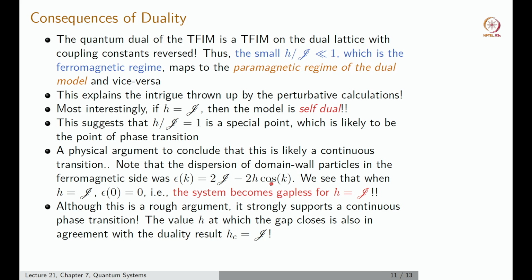So, while this is somewhat of a hand-wavy argument, at least at this stage it is enough to convince us that there is some kind of continuous transition possible. And noting the fact that the value of h at which this gap closes in the simple perturbative calculation is equal to the value that is thrown up by duality, we are encouraged to conclude that this is going to be a continuous transition. Okay. All right.